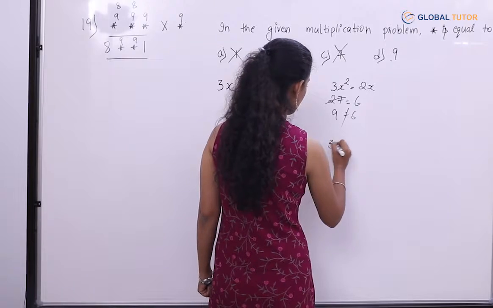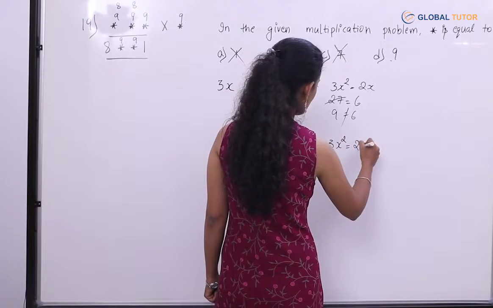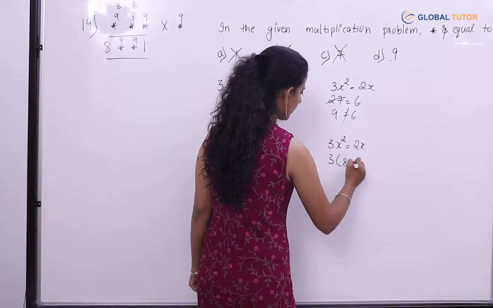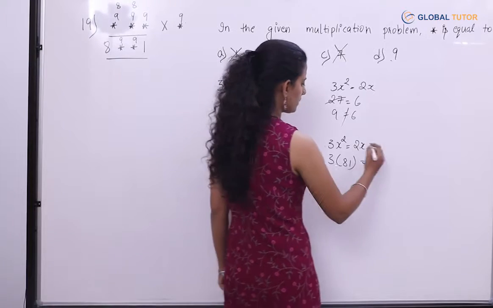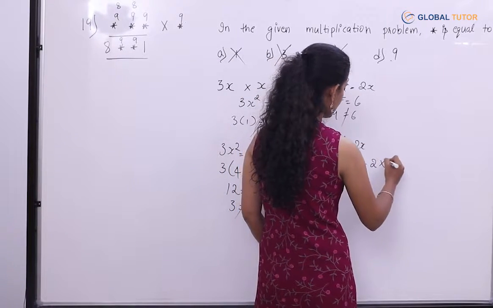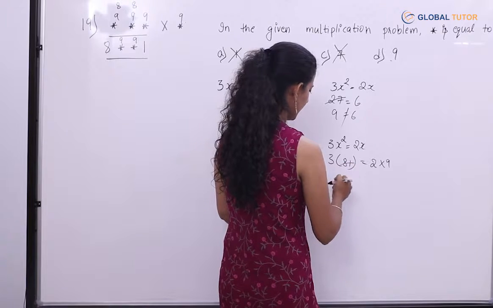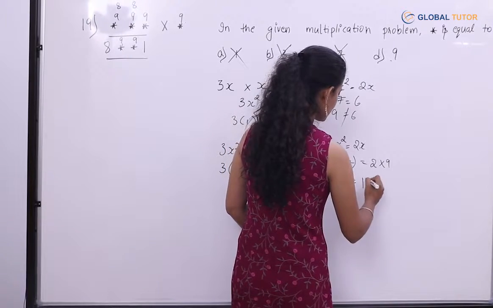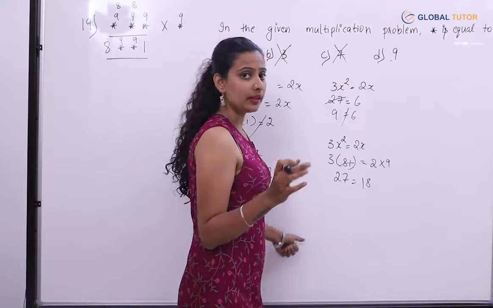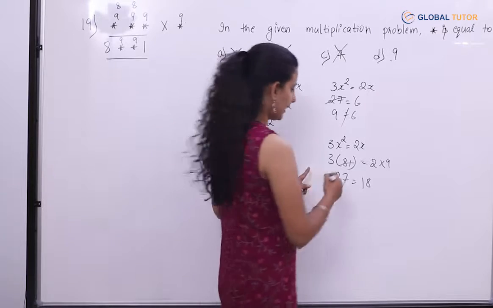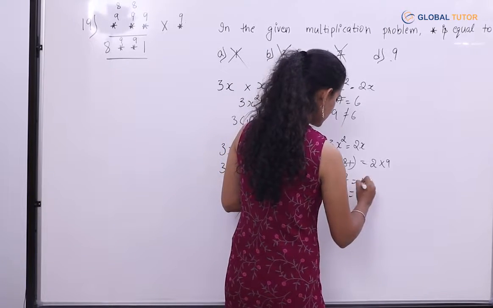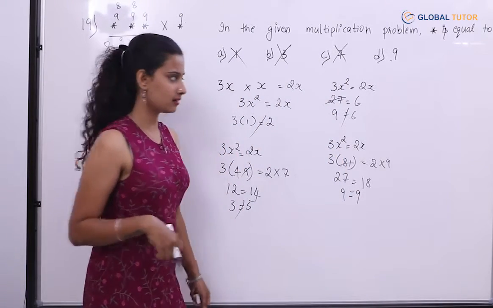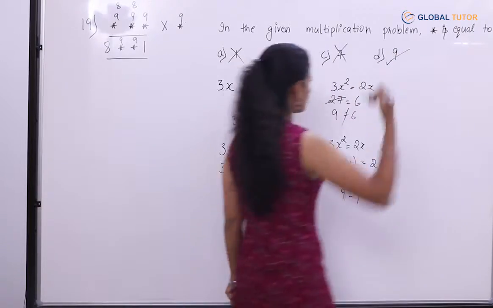Now take option D. 3x square is equal to 2x. So here 3 into 81. 9 nines are 81. Which is equal to 2 into 9. So here it is 9. So 3 into 9 is 27. And 2 into 9 is 18. So whatever number you multiply with 9 will always be 9. So 7 plus 2 is 9, which is equal to 1 plus 8 is 9. So 9 is equal to 9 is the correct answer, which means option D is the correct answer for you.